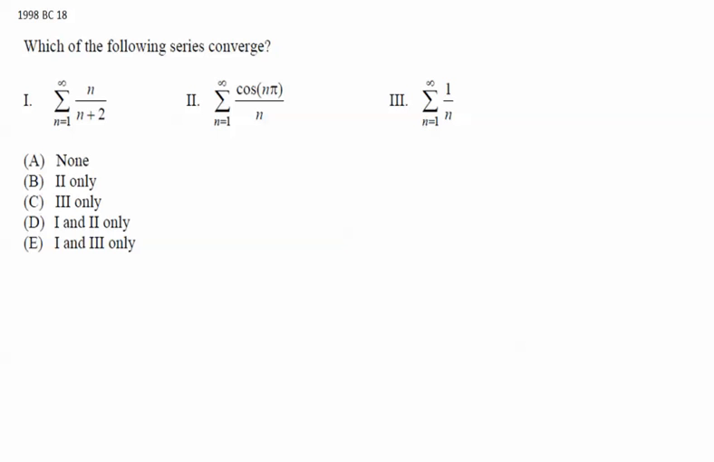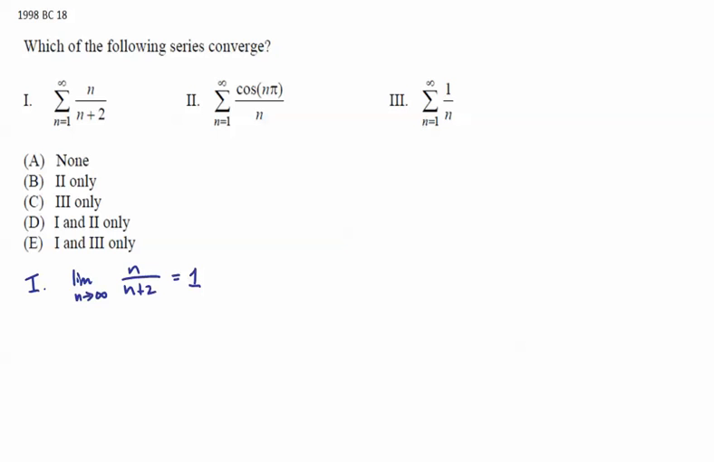In 1998 BC 18, we're asked which of the following series converge. The first one is the sum from n equals 1 to infinity of n over n plus 2. And you might tell just by looking at that, if we were to do the nth term test on number 1, it would give us the limit as n approaches infinity of n over n plus 2, that is equal to 1.